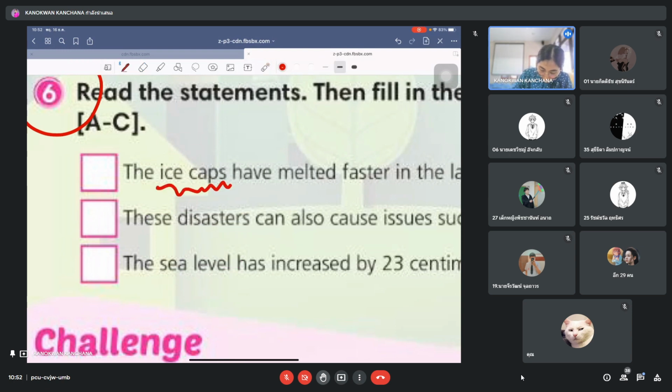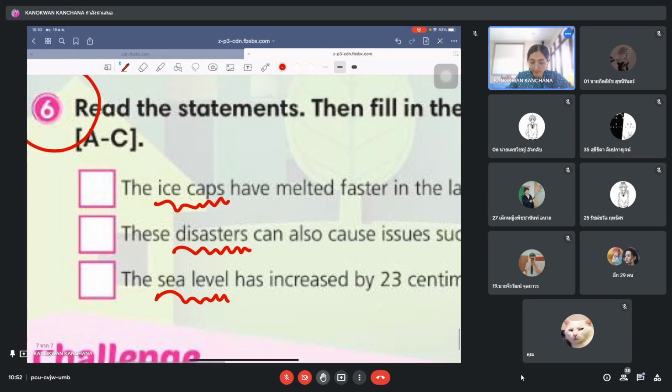Ice caps, disaster, sea level. Only three words. Ice caps. The ice cap, everyone is talking about the ice cap. In this one, it's the ice that covers, and it has melted. It's like the ice turning into water, so the ice melts. And disaster and sea level.